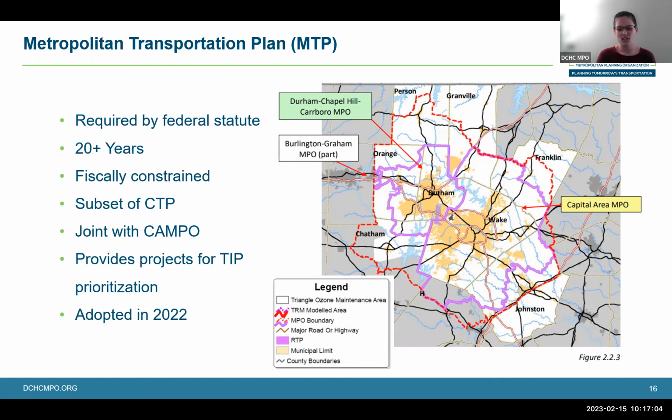This past one was done jointly with CAMPO, which is the MPO out of the Raleigh area. So that's the capital area. And that was done as a joint project to make sure that we do continue doing things on a regional level and make sure that we're communicating, so that if we need commuter rail and it doesn't get done in one area, it can continue on to the next area. And this provides the project set that would be considered for projects in the TIP, which is the 10-year program. This past one was adopted in 2022.